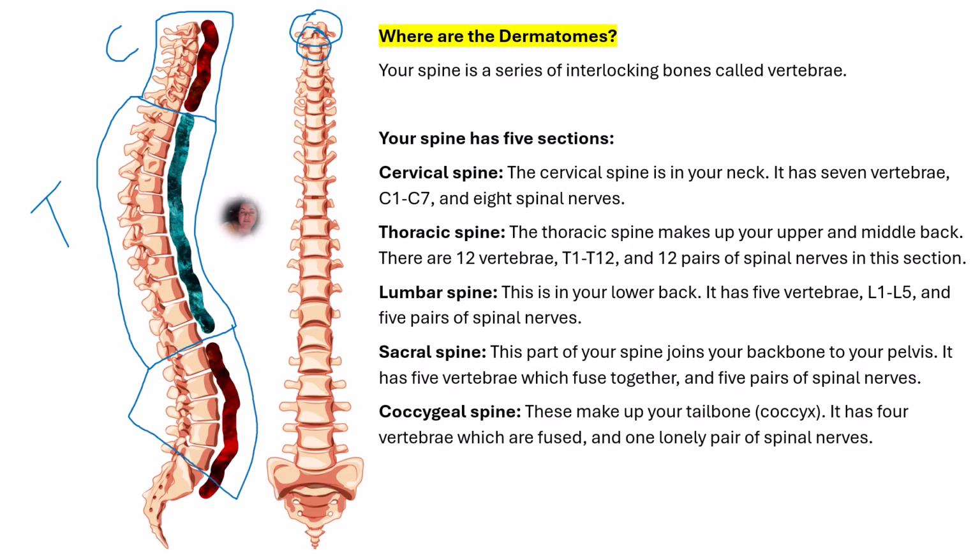You also have the sacral spine. This part of your spine joins your backbone to your pelvis, and it has 5 vertebrae, which by the time you're an adult should have fused together, and there are 5 pairs of spinal nerves located here in the sacrum. The coccygeal spine makes up your tailbone or your coccyx, and that is 4 fused vertebrae, but it only has one little lonely pair of spinal nerves.